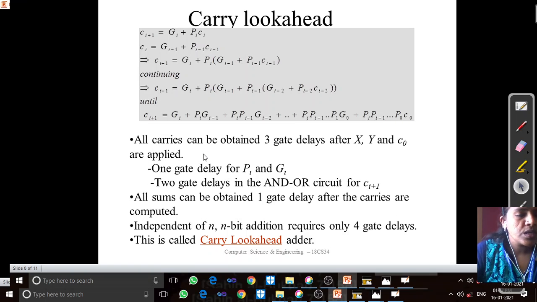Now we come to a conclusion from this: all carries can be obtained in how many gate delays? 3 gate delays after X, Y and C0 are applied. How is it? 1 gate delay for Pi and Gi and 2 gate delays for the AND-OR circuit for C(i+1). And all sums can be obtained in 1 gate delay after the carries are computed. So, independent of n, whether it is a 16-bit adder, 32-bit adder, 64-bit adder or 128-bit adder, it only needs 4 gate delays. This is the beauty of the carry look ahead adder. Hence, it is a fast adder.